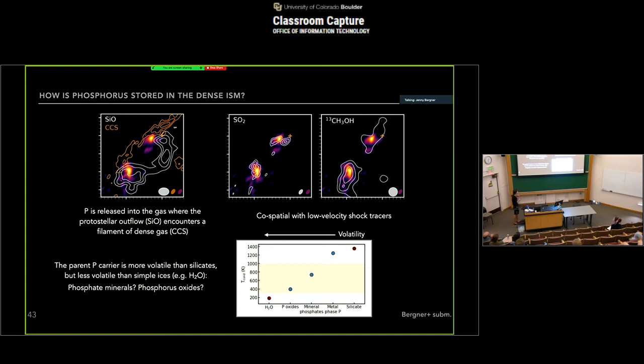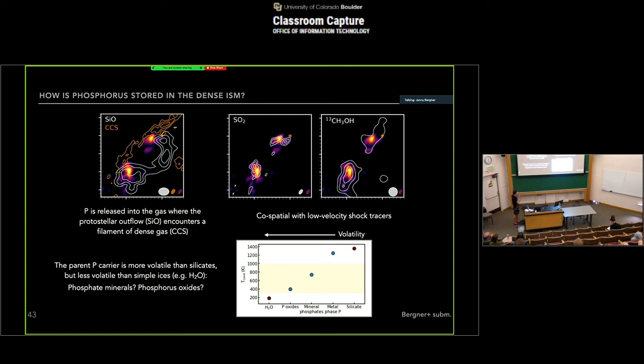So this is just a comparison of different proposed phases that phosphorus might be stored in. And you can see that the metal phases of phosphorus, like schreibersite for instance, have a volatility that's really similar to silicate. And so we think that actually this isn't a good candidate for what's storing phosphorus in the grain, because then we should see a much more similar morphology to the SiO emission.